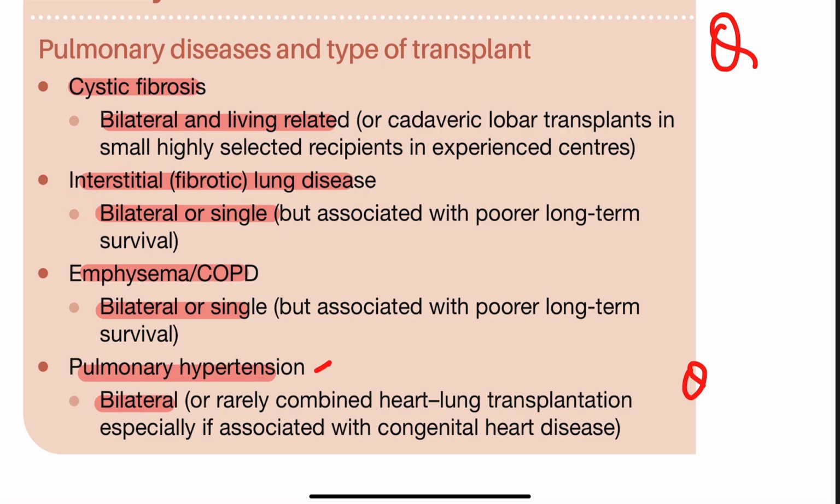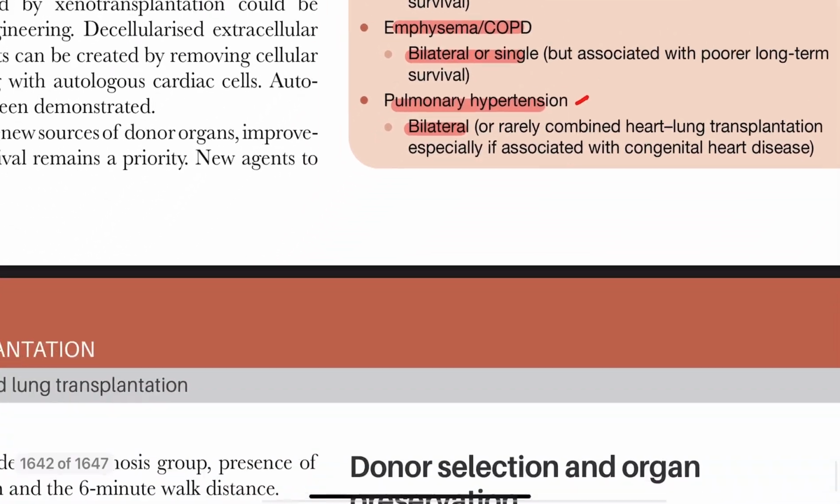Then in pulmonary hypertension, you need a bilateral transplant, or better, you go for combined heart and lung transplantation. Already told you, PAH: P is for pulmonary, H for heart. So in PH you need both lungs and heart transplantation.